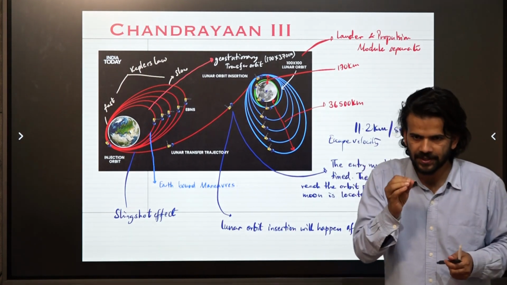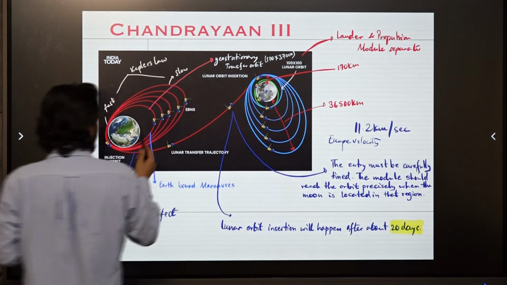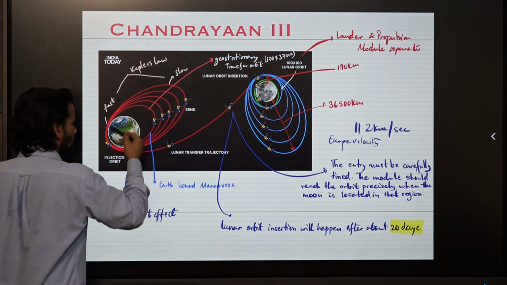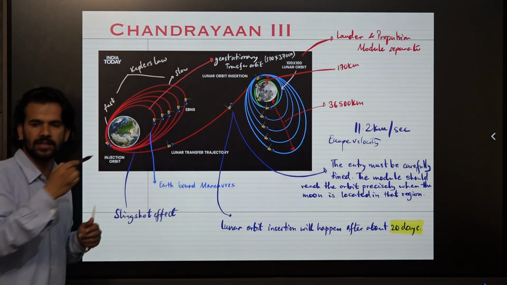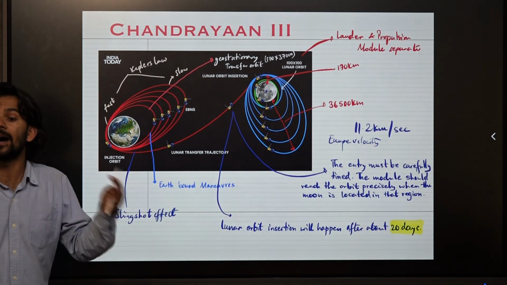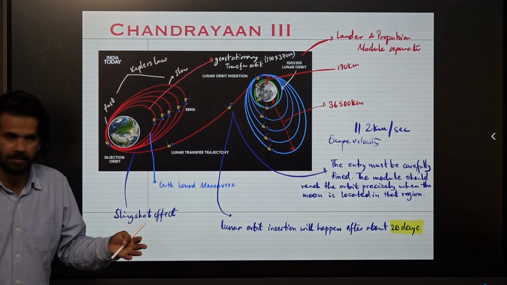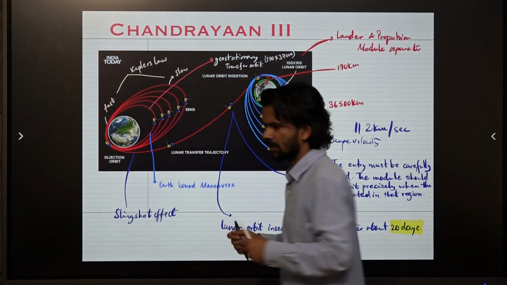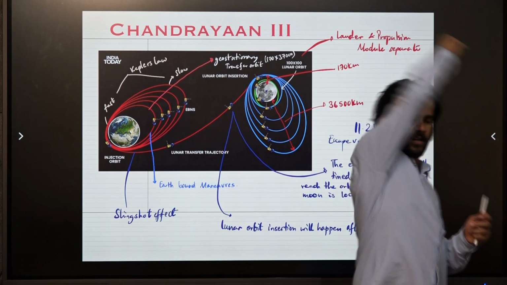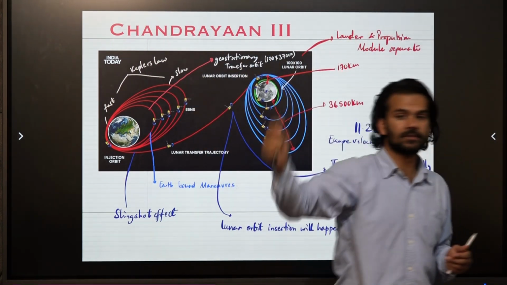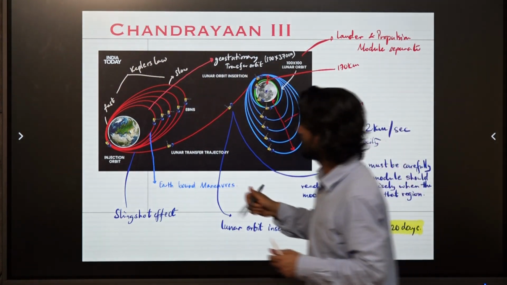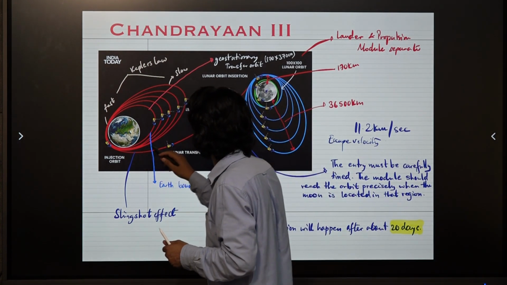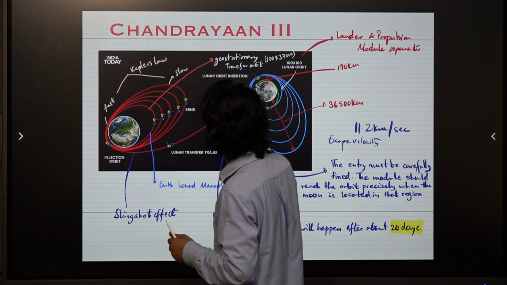What happens is, because of the gravitational pull, when it goes away from the earth, the speed is slow, right? And when it comes towards the earth, the velocity is high. And because of that, it can slingshot, we call it the slingshot effect. It moves like this and like this. And then there will be a point where it will keep on increasing its orbit.